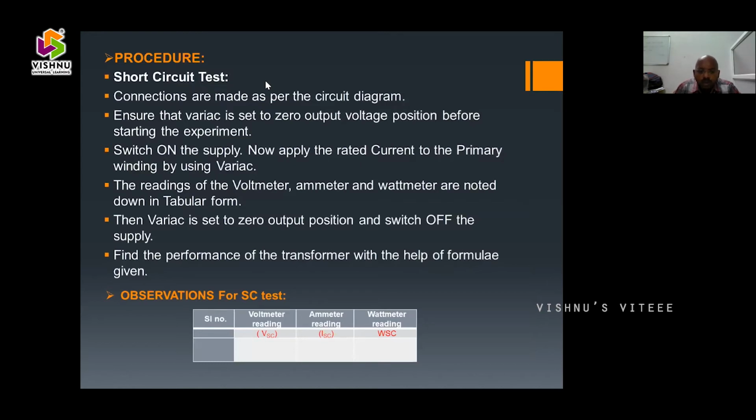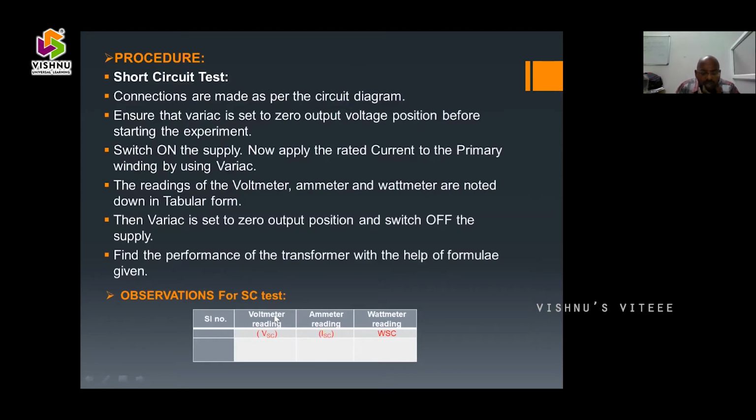Now switch on the power supply and apply the rated current to the primary winding of the transformer using the variac. Now we get the readings of the voltmeter, ammeter, and wattmeter, which are noted down in the tabular column. Then the variac is set to zero output position and the power supply is switched off. Now we calculate the performance and the efficiency of the transformer using the formulas given below. The observations of the short circuit test are noted in the tabular column.